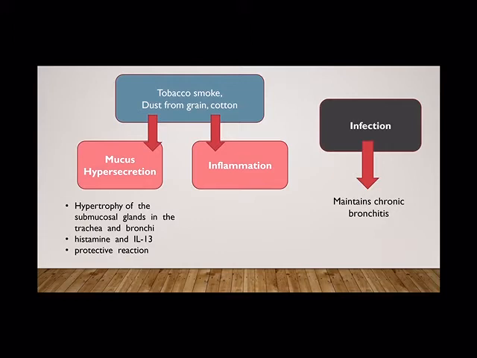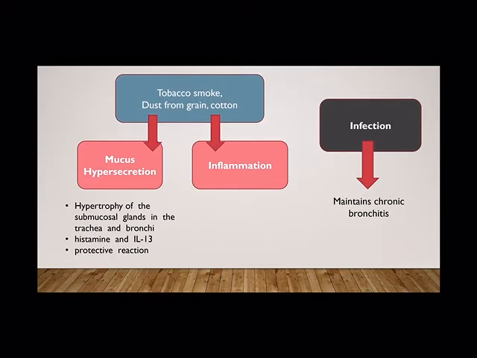So why inflammation? As I told before, the causative etiology is tobacco smoke, dust from grain, cotton, etc. On prolonged exposure to all this, it can lead on to inflammation. Along with the inflammation, the mucociliary clearance mechanism, which is a normal protective reaction, what happens? It becomes exaggerated. So you will have your mucus hypersecretion due to the hypertrophy of your mucous glands and also your submucosal glands. So goblet cell hyperplasia occurs.